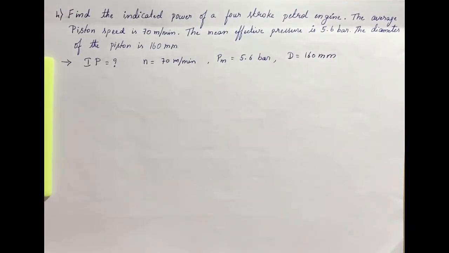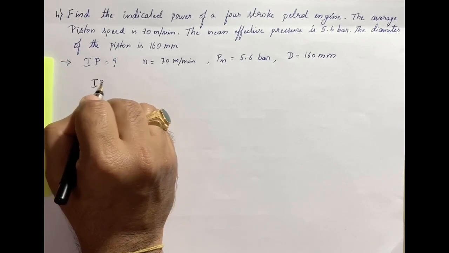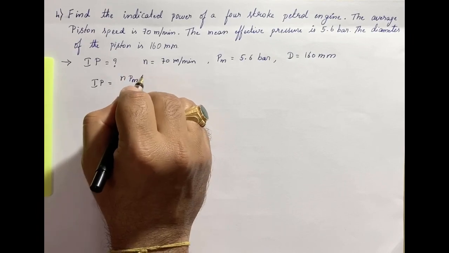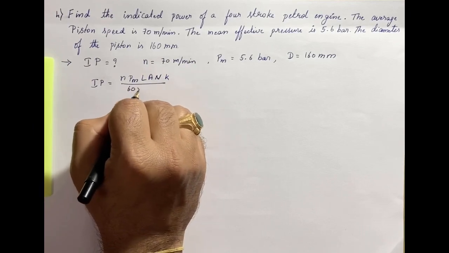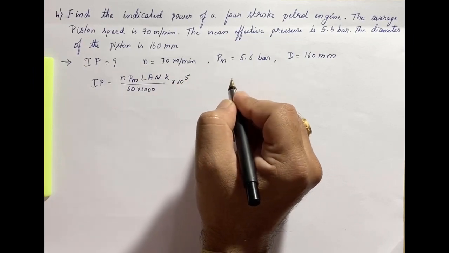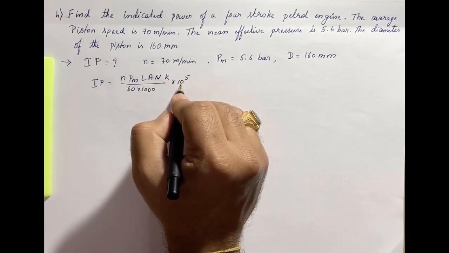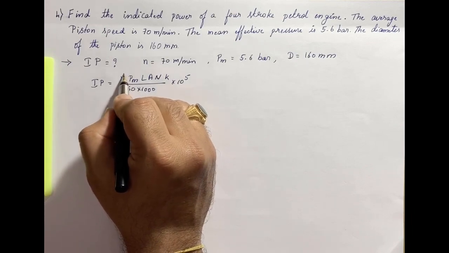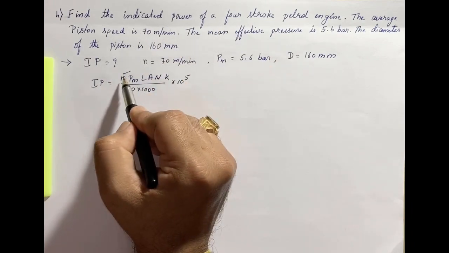Right. Now what is asked to find out? To find out indicated power. What is the formula we have to use? IP is equals to N PM L A N K divided by 60 into 1000, into 10 power 5. That means if the PM is in bar, then we need to multiply it by 10 power 5. Now N is given, he has not given anything about number of cylinders, so we can assume it as 1.